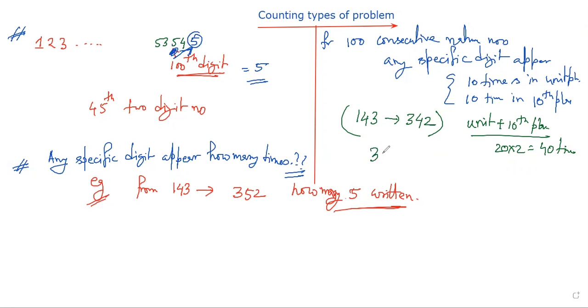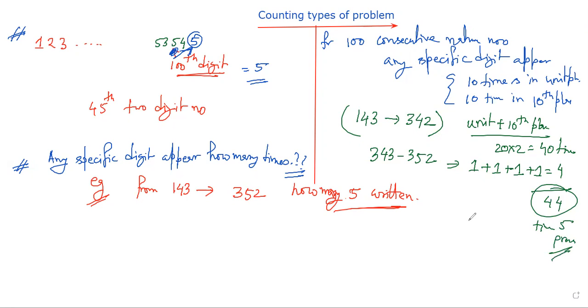Now after 342, we need to go up to 352. So basically 343 till 352, how many 5s are present? Separately we can count it out. 45 has 1, then 51 has 1, 52 has 1, another 4. So my answer will be 44. 44 times 5 is present. So this way, specific counting is nothing but groups of 10 numbers, groups of 100 numbers, groups of 1000 numbers, in this way.